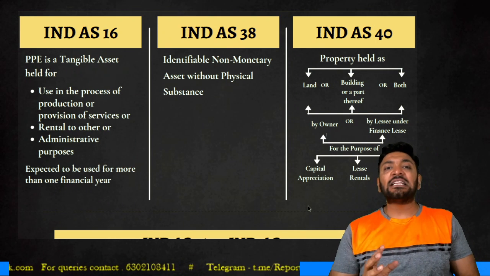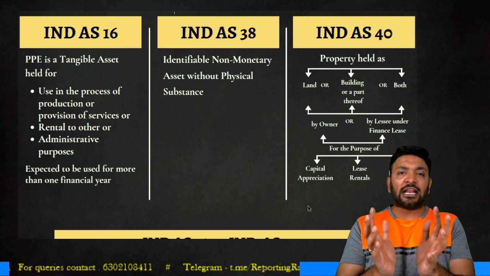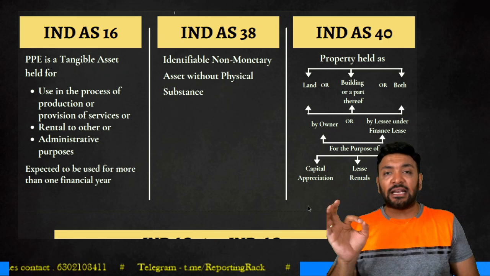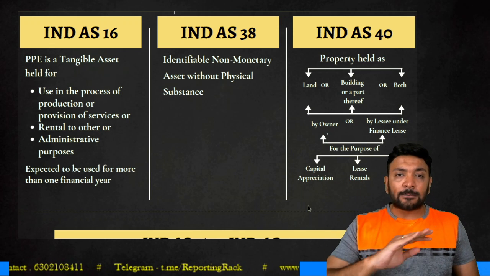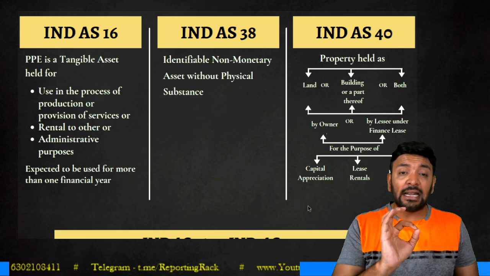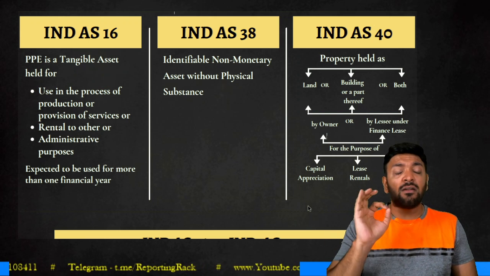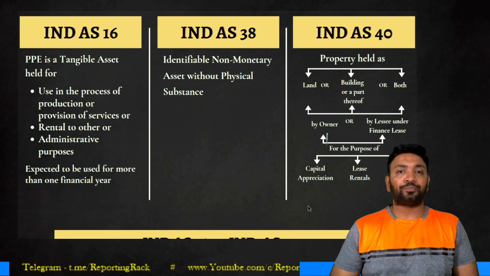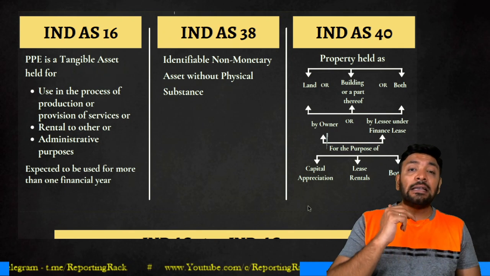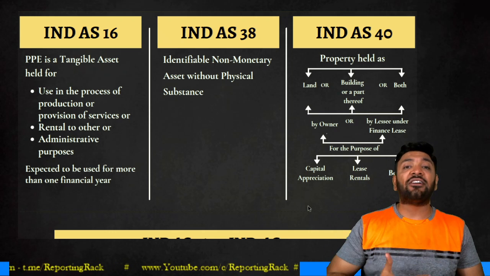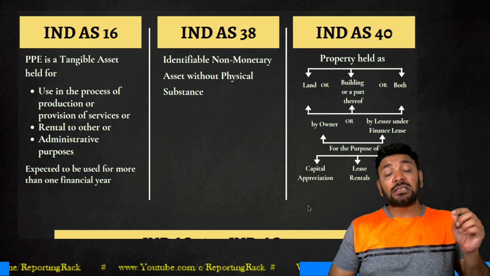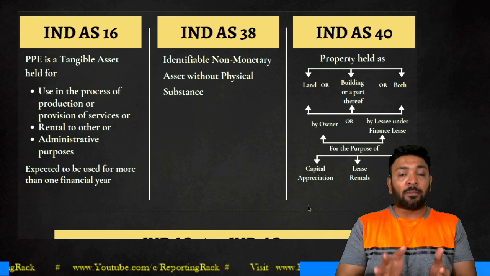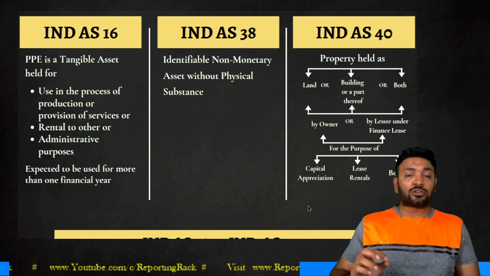While it comes to the intangible definition, they kept it very simple. I'll tell you why. It is an identifiable non-monetary asset without physical substance. That's it. Full stop. Over. Story khatam. We have a significantly different definition which was earlier given under AS 26. I'm talking about the previous accounting standard, which is not applicable for you, but I'm just giving you a reference to that.